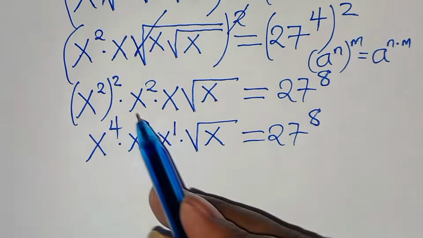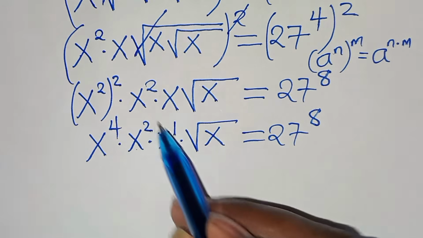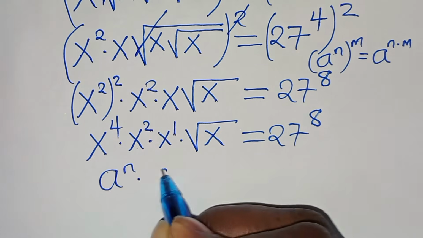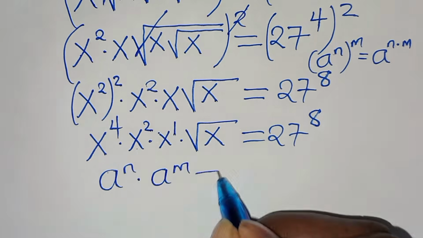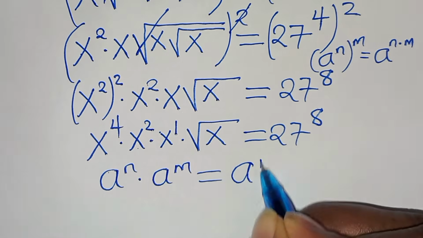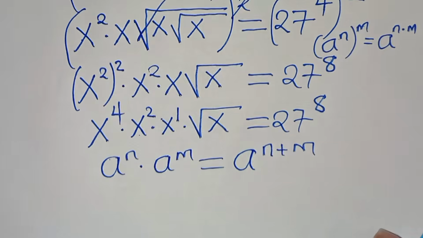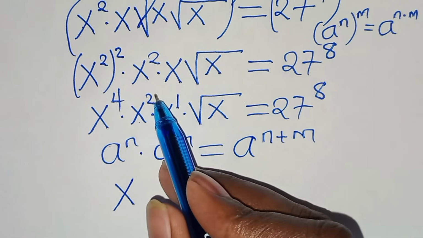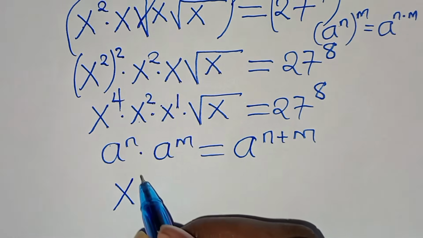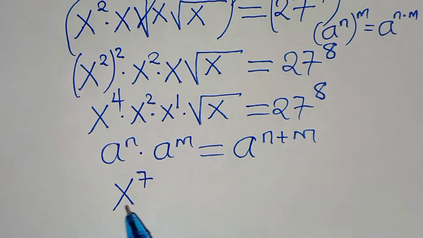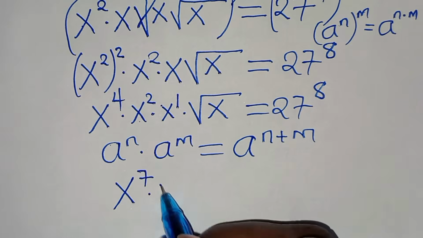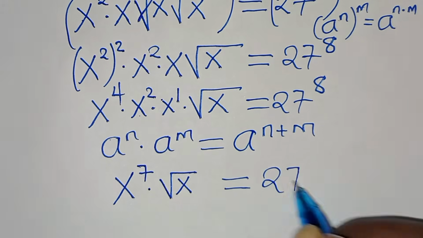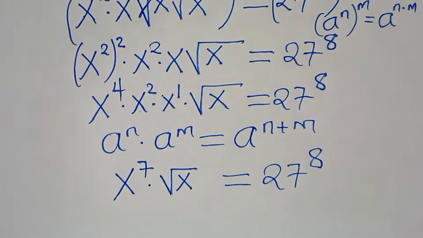Now, x to the power of 4 times x to the power of 2 times x to the power of 1. This is in the form of a to the power of n times a to the power of m, and this can be expressed as a to the power of n plus m. So here we have x to the power of 4 plus 2, this is 6, then plus 1, this is equal to 7. So it's x to the power of 7 times square root of x. This is equal to 27 raised to the power of 8.